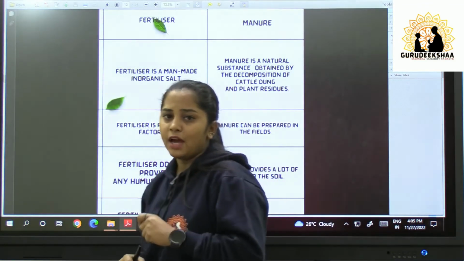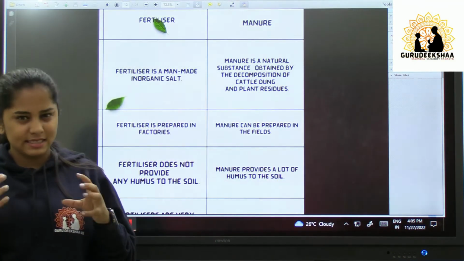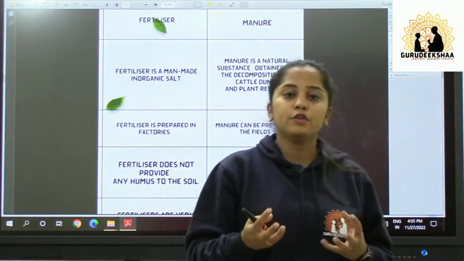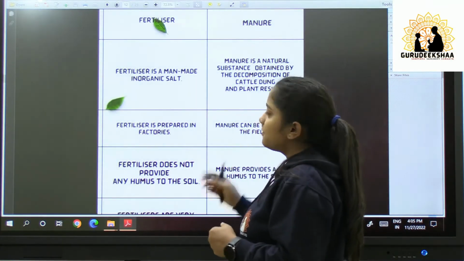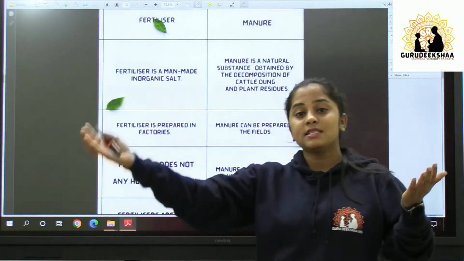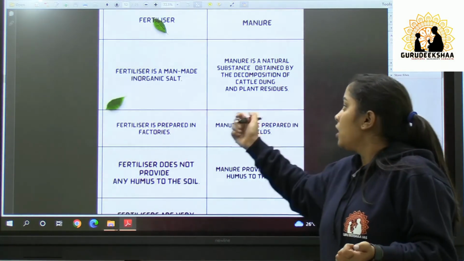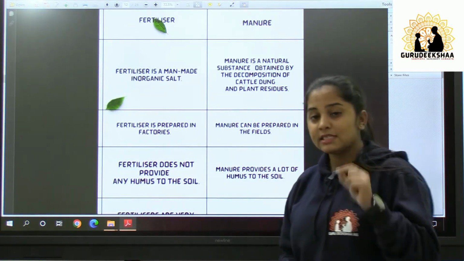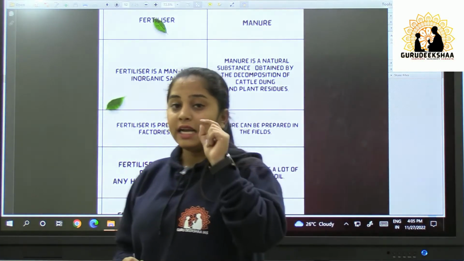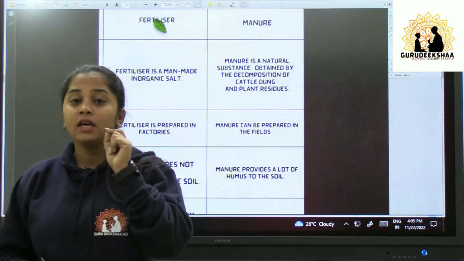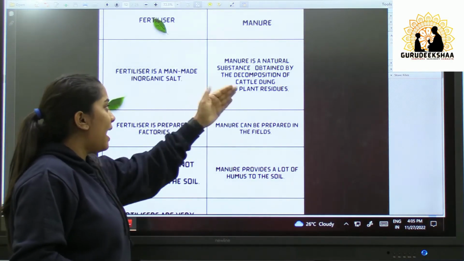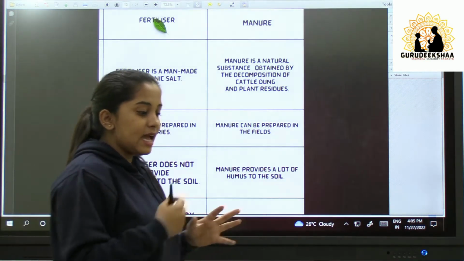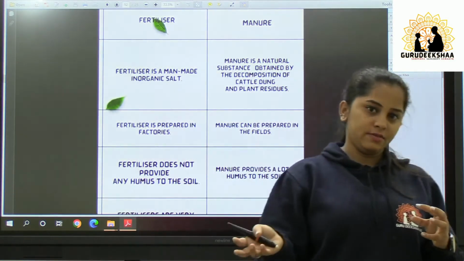So now we have to know, are manure and fertilizers the same or different? If it is different, how is it different? We have to know that. So we'll see what is the difference between fertilizers and manure, right? Fertilizers are nothing but inorganic man-made salt, whereas manure is a natural substance obtained by decomposition of cattle or plant and animal waste, we can say.